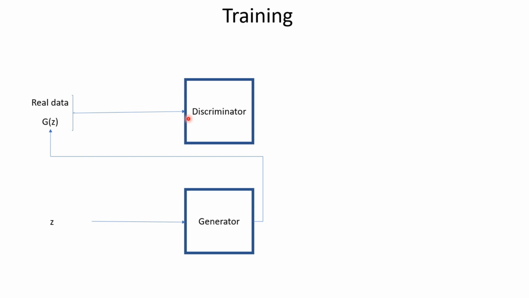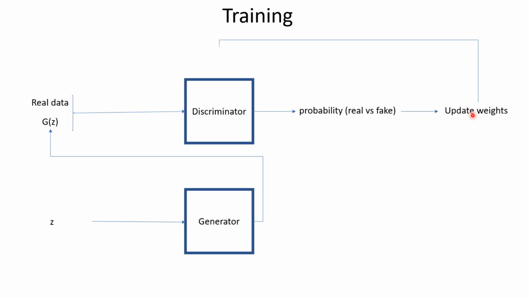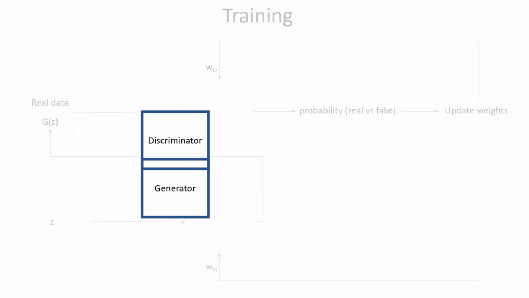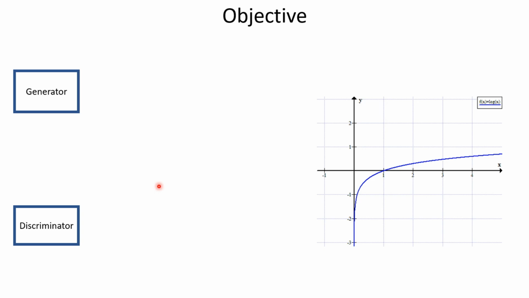Based on the discriminator's output, we update the weights of both the generator and the discriminator. This allows the generator to improve its ability to create more realistic data, while the discriminator becomes better at distinguishing real from fake data. So, the generator's objective is to fool the discriminator. In other words, it aims to maximize the probability that the discriminator classifies the generated data as real.